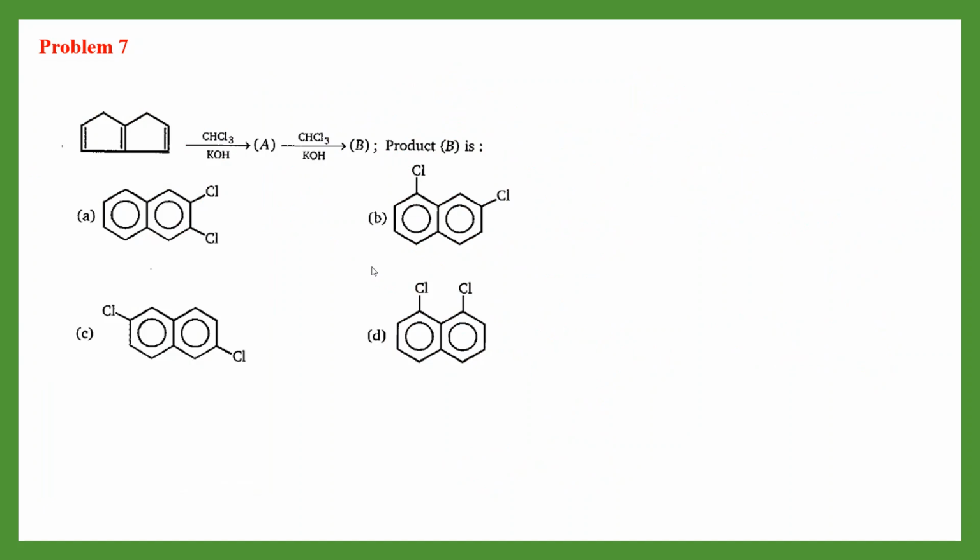Problem number 7. Can anyone tell me, after seeing the reaction conditions, which reaction it looks like? Let me give you a hint. In the case of phenol, we study this type of reaction. Yes, the Reimer-Tiemann reaction. And which intermediate is involved in this, carbene or carbocation? Carbene. So you all know that the first step is simply the formation of carbene.